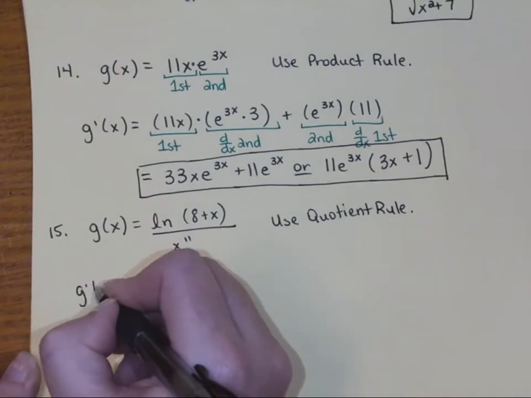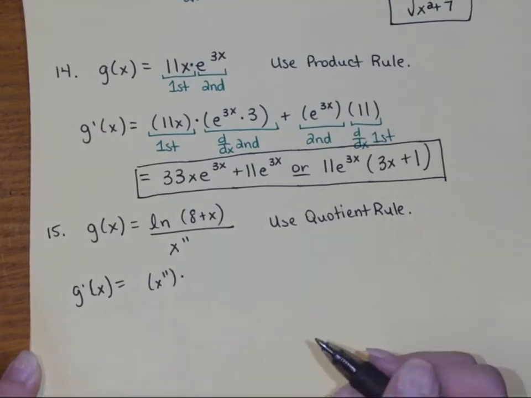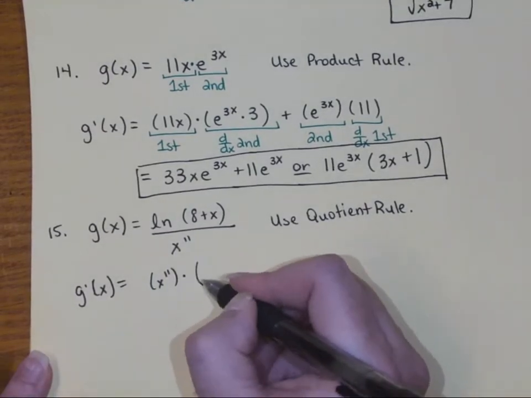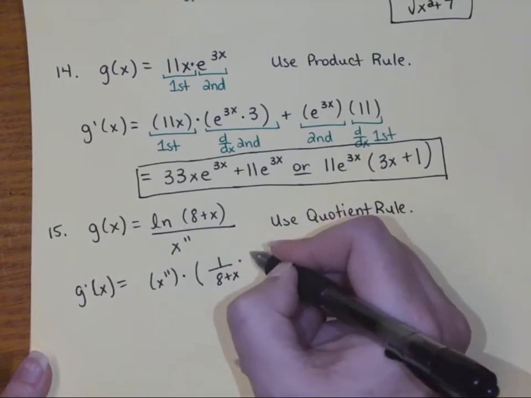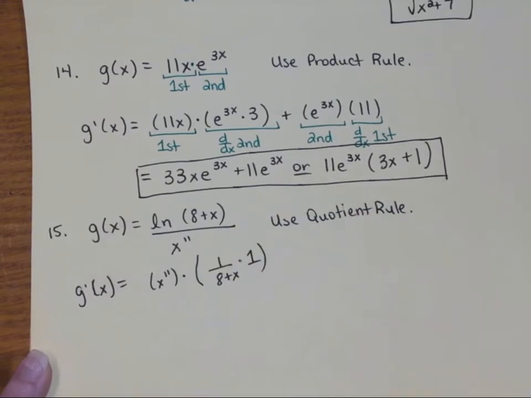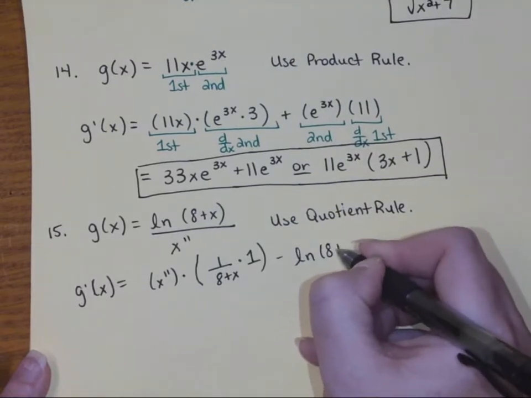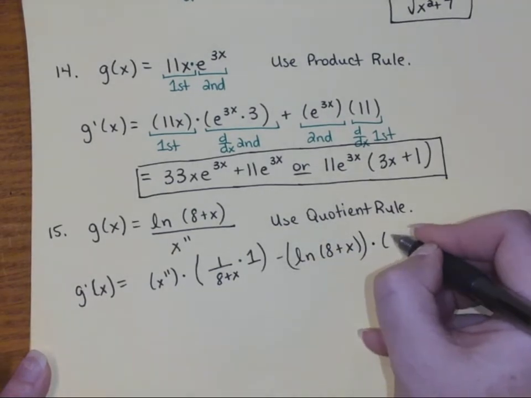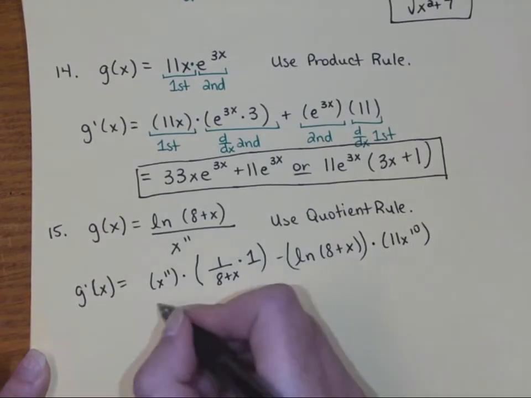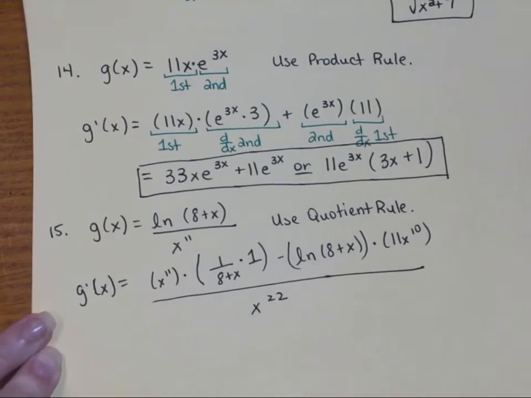So if I want the derivative, it's going to be bottom times derivative of the top, so that's where you need to be careful. The derivative of the top is 1 over whatever you're taking the natural log of, but then times the derivative of that parentheses, which in this case is just 1. And then minus the top, times the derivative of the bottom, and then all of that over the bottom squared. Notice if you square x to the 11th, you get x to the 22nd.